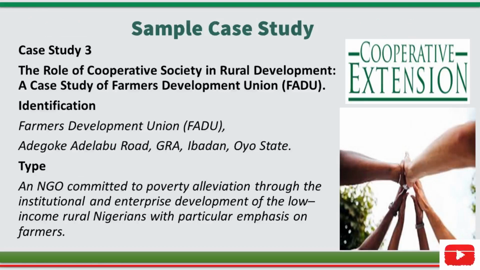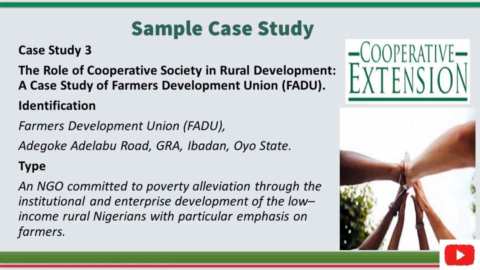Now, let's talk about some sample case studies. Like now, there's a topic called the role of cooperative society in rural development, a case study of Farmers Development Union, FADU. Now, identification. Let's start. Farmers Development Union can be identified as located in Adegoke, Adelabu Road, GRA in Ibadan.